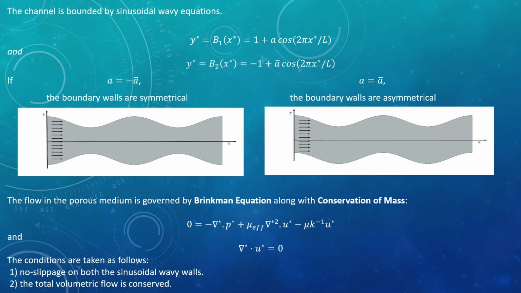The boundary conditions for the problem are taken as no slippage on the walls, which implies both the directional velocities u, v are zero on the boundary wall. And second, the total volumetric flow is conserved, which implies the amount of fluid passing through any cross-section of the flow is the same. As we can see, both the Brinkman equation and conservation of mass have dimensional variables. We have to non-dimensionalize all the variables to find the solution.